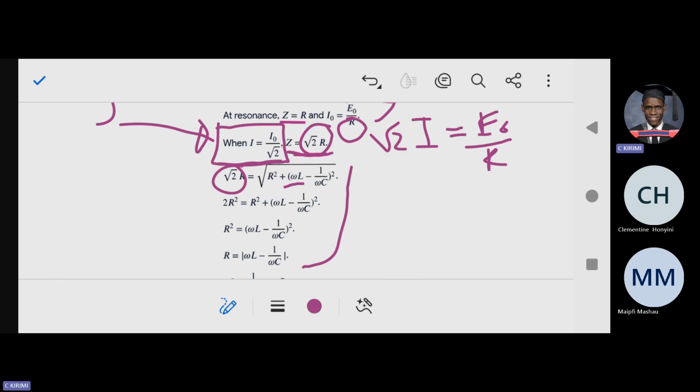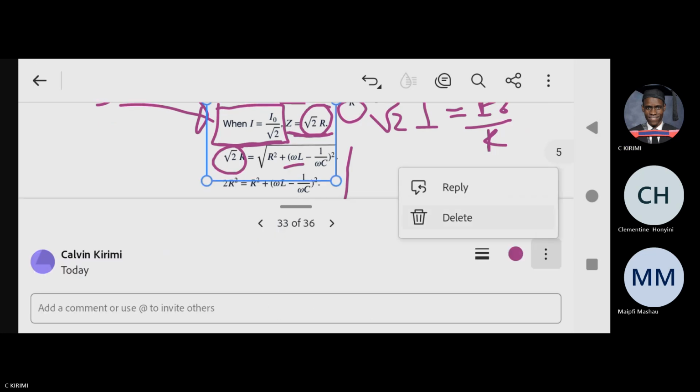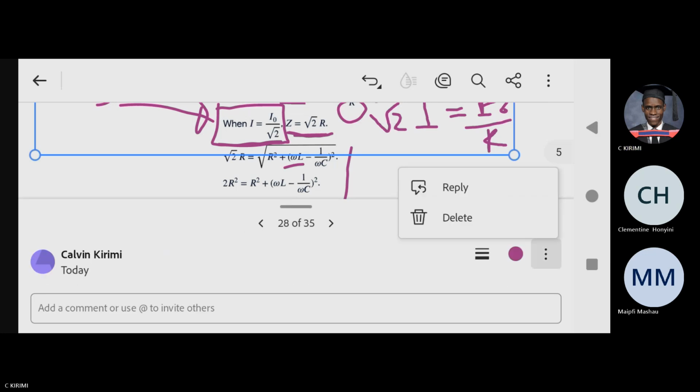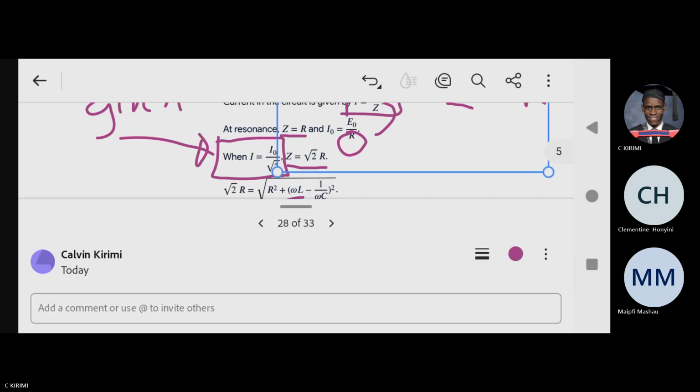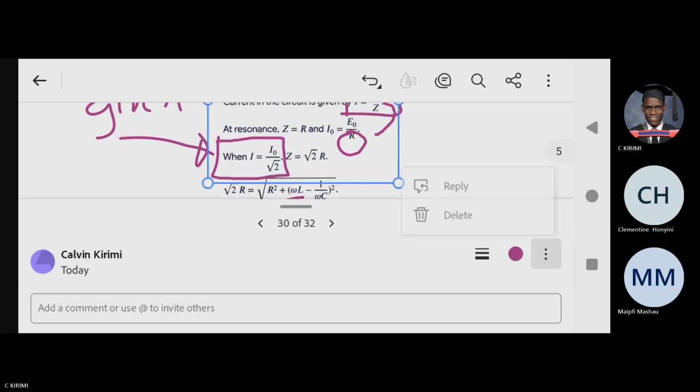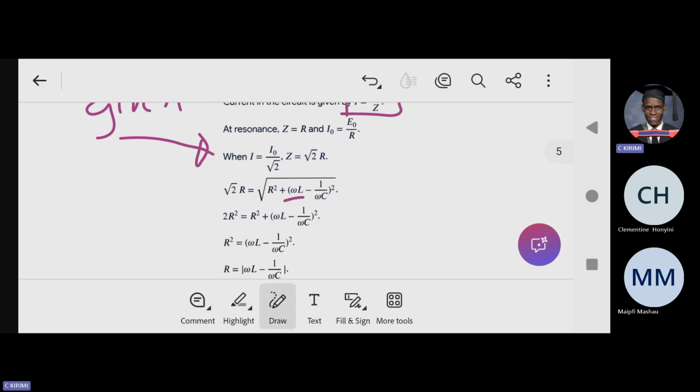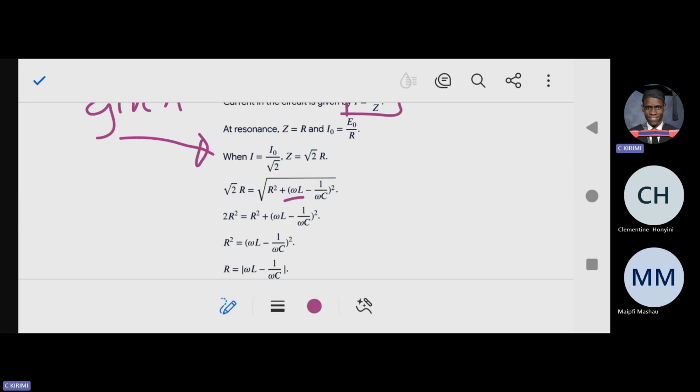After you square, you find the value of R. And remember, everything is under the square root sign. How did we remove the square root sign here? Which means you square both sides. When you square here, squared. When you also square this side, squared. Then you'll be left with 2R squared.